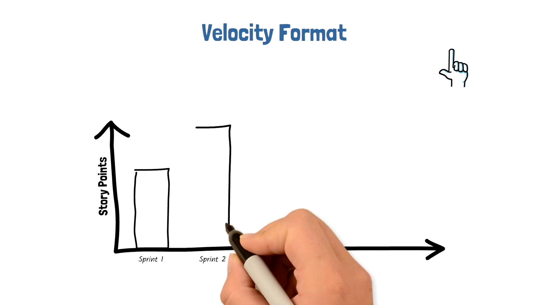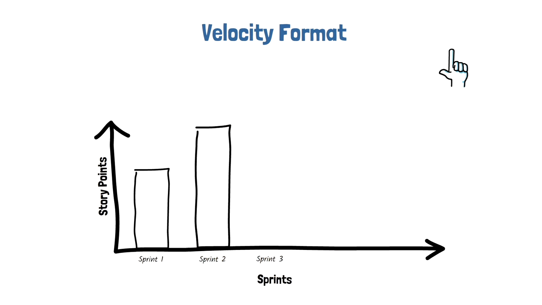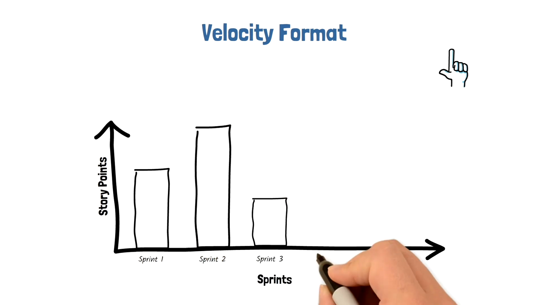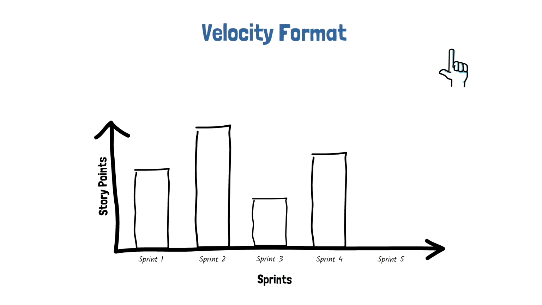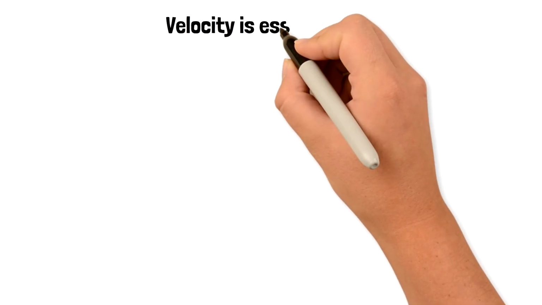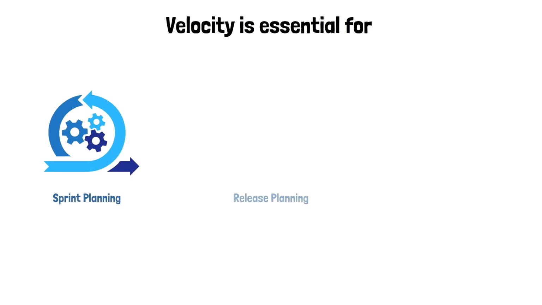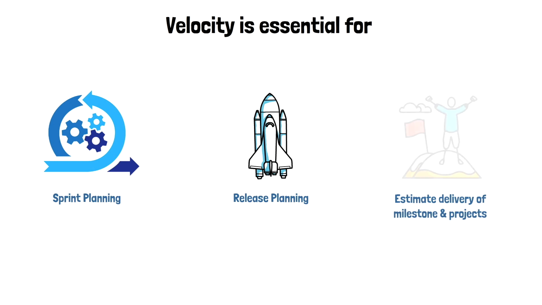Velocity usually varies the most in the first few sprints and then begins to stabilize. It's less predictable during the early iterations since the team needs some time to test their approach, methods, and familiarize themselves with the project. Velocity is essential for sprint planning and release planning. Once a team has tracked their velocity over multiple sprints, they can use their velocity to estimate when the next releasable milestone or project will be done.